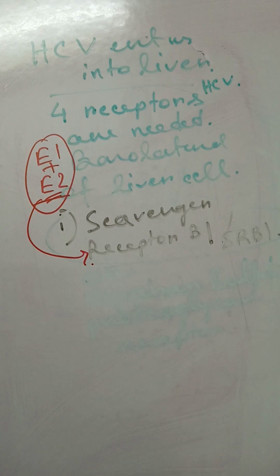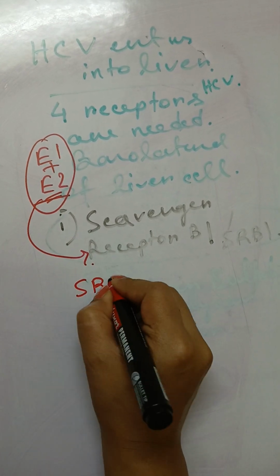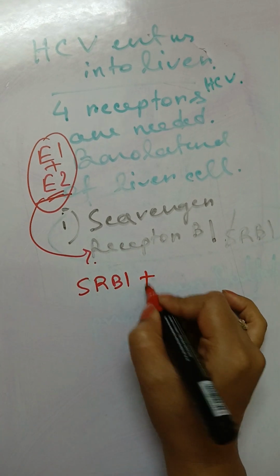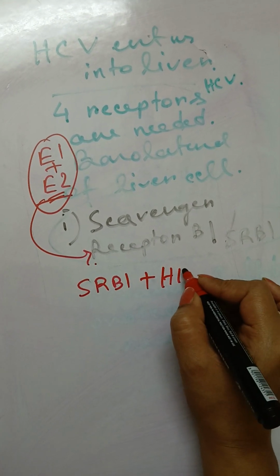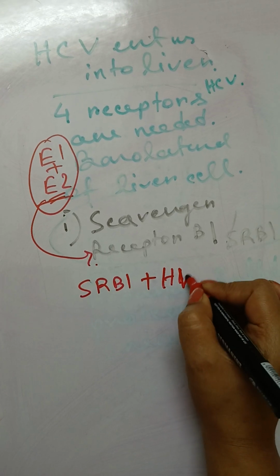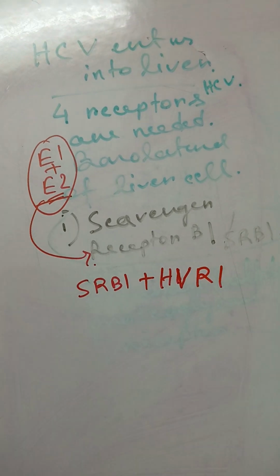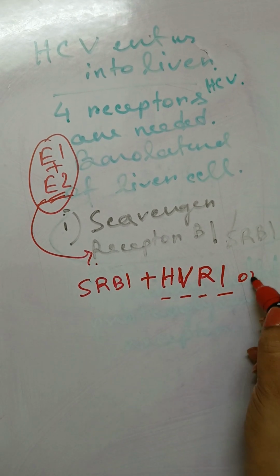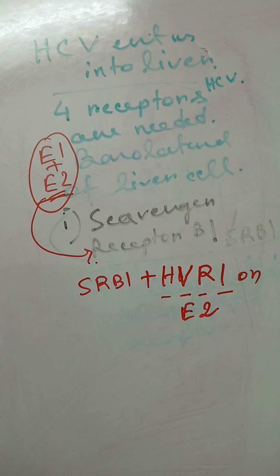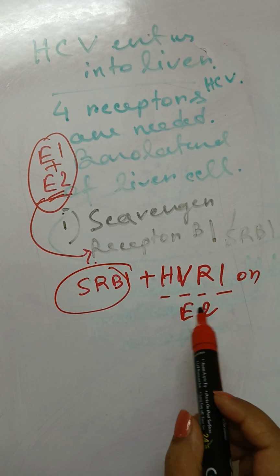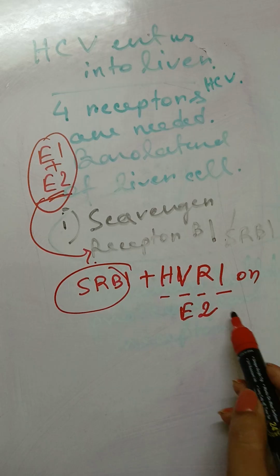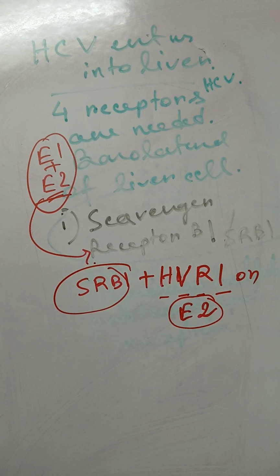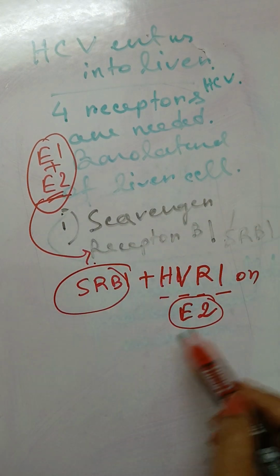Now, what is more important is that the SRB1 receptor on the host cell, on the basolateral surface of the liver cell, binds to the hypervariable region 1 present on E2. Okay, so SRB1 particularly binds to the hypervariable region 1 of the E2 glycoprotein of the E1E2 heterodimer present on the virus. So this is the initial binding.